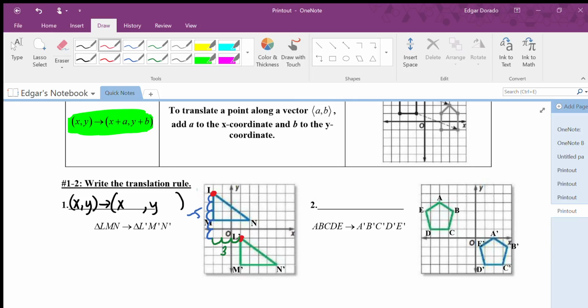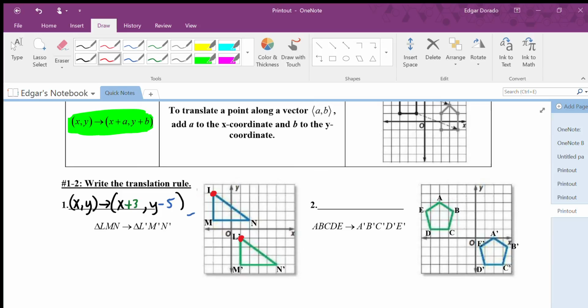Well, I moved down 5, and up and down is my y. So I moved down 5, and I moved to the right 3. That's on my x-axis, so plus 3. Okay, so my translation rule is from x comma y, I went to x plus 3 and y minus 5, meaning every single point is going to do that exact same thing. If you don't believe me, let's do this.